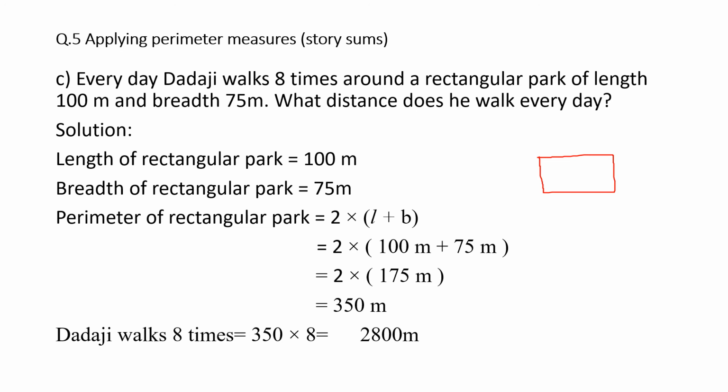So we will find the perimeter of the rectangular park: twice into L plus B. Length is 100, breadth is 75. 100 plus 75 gives you 175, and when we multiply by 2 we get 350. But as it's given that he walks 8 times around the rectangular park, 350 into 8. So he walks 2800 meters every day. So he is completing 2800 meters every day.